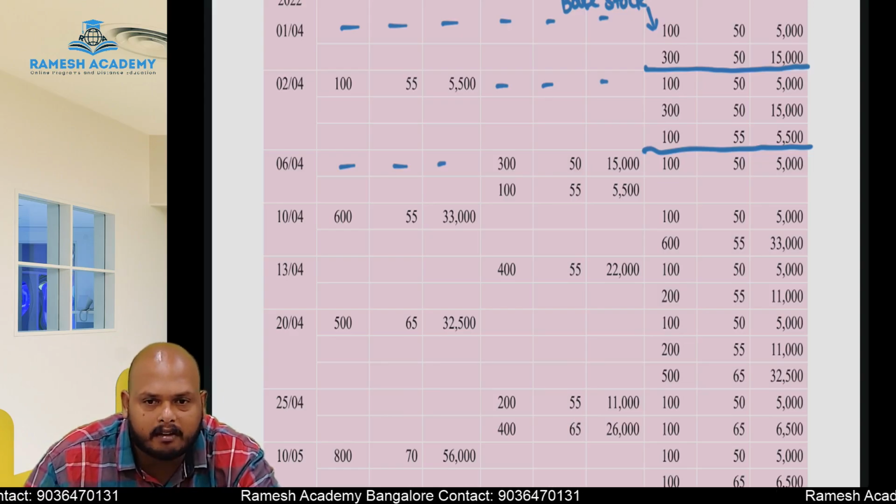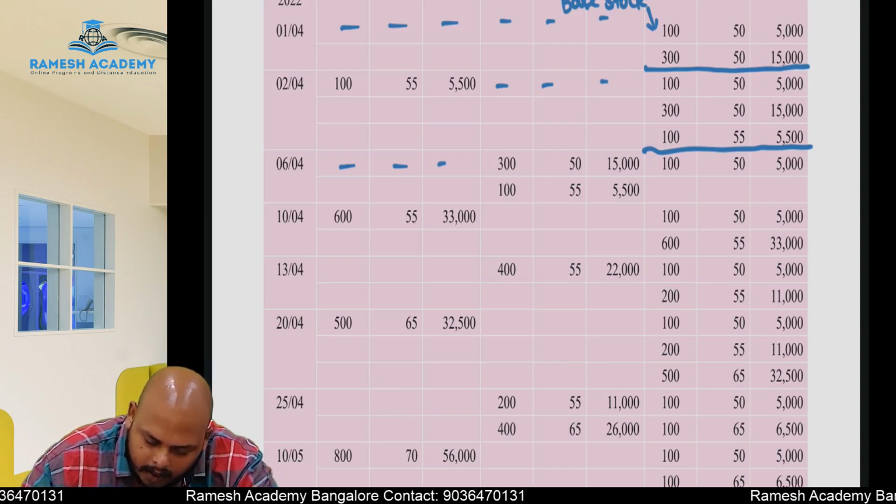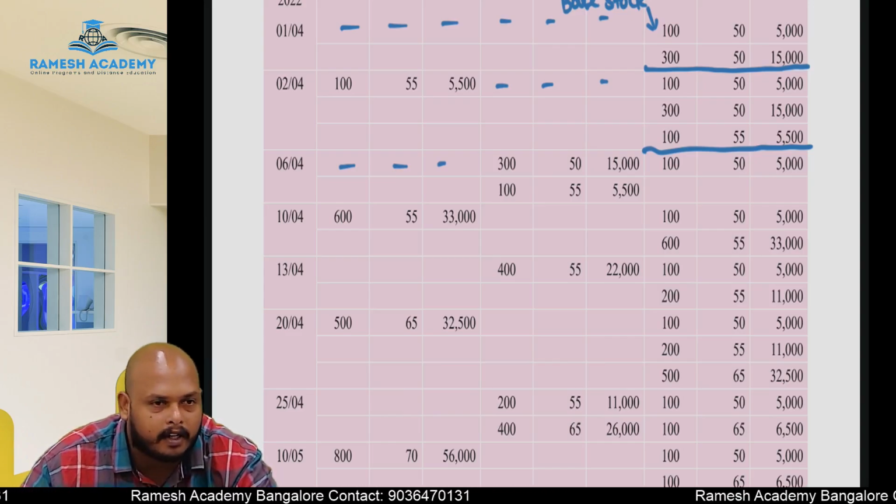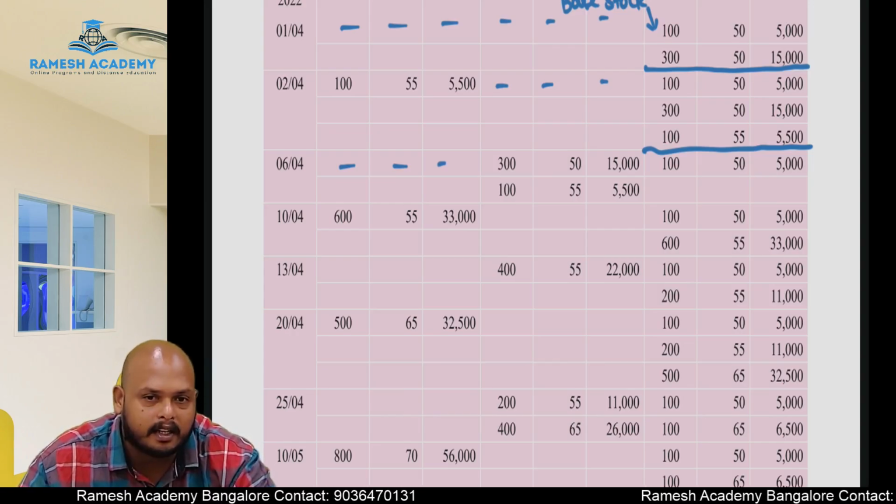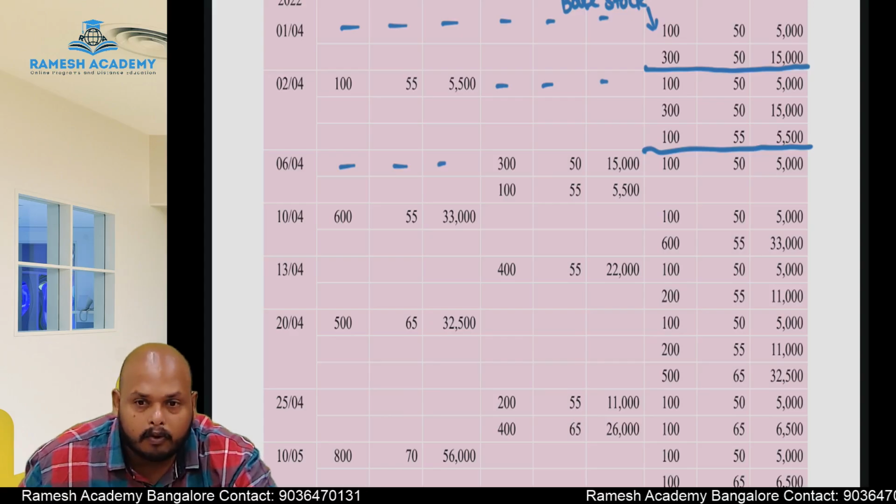Still more, how much do we require? 100 we require. Next 100, 55, 5,500. So the total is how much here? 300 plus 100, this total is how much? 400.